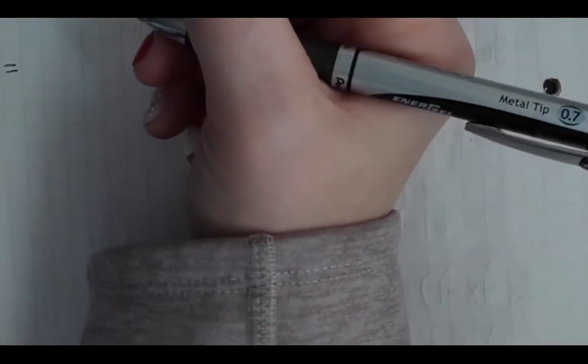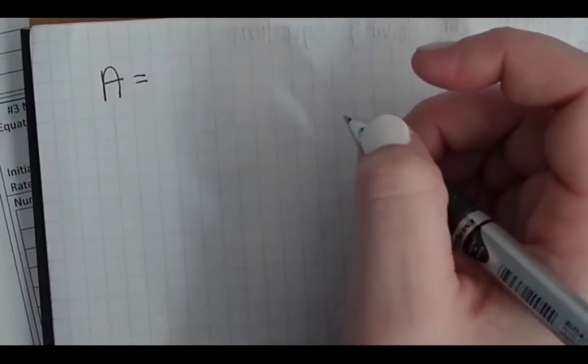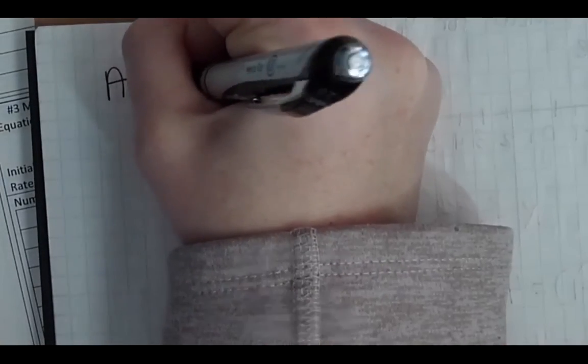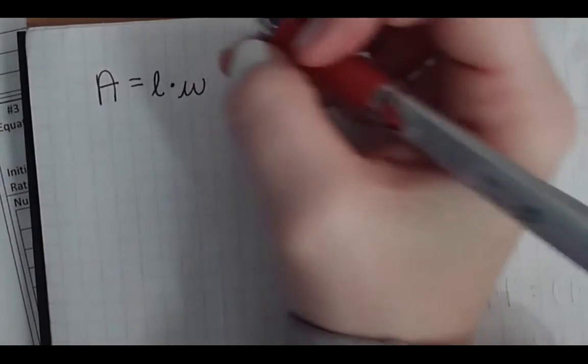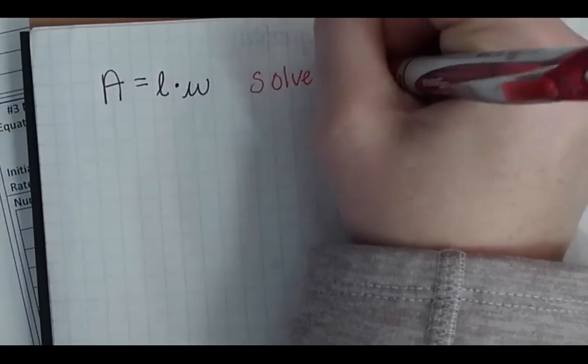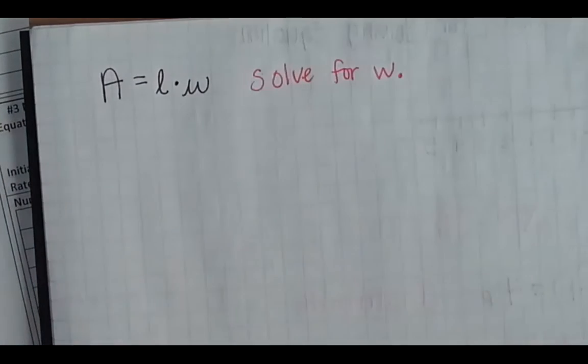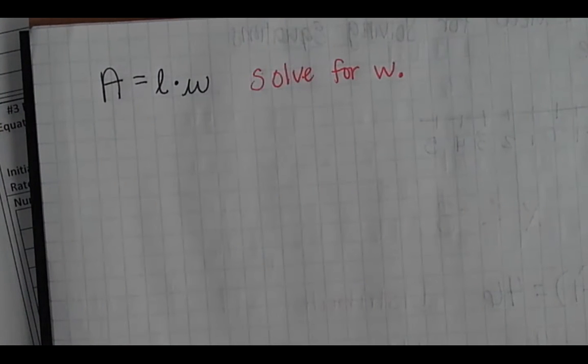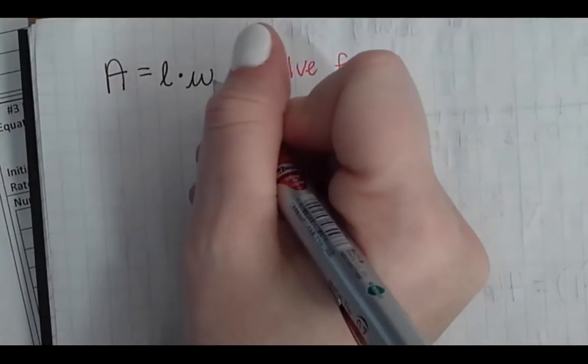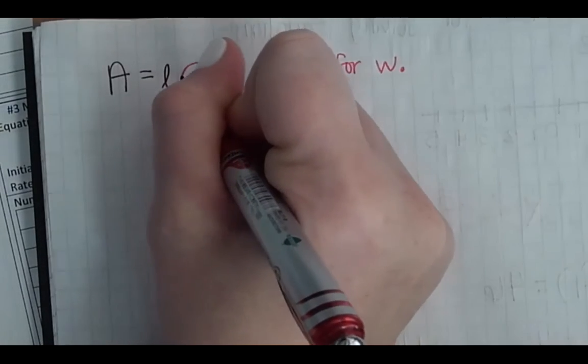So area of a square, does anybody remember, or area of a rectangle? Does anybody remember how to find the area of a rectangle? Don't you multiply like all the sides? Length times width. So if I gave you this equation and I said solve for W, solve for the width, that's what you're going to circle.